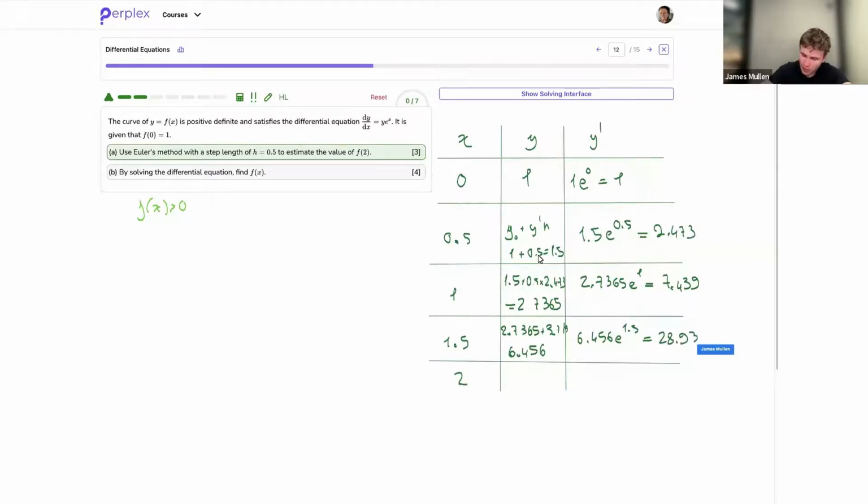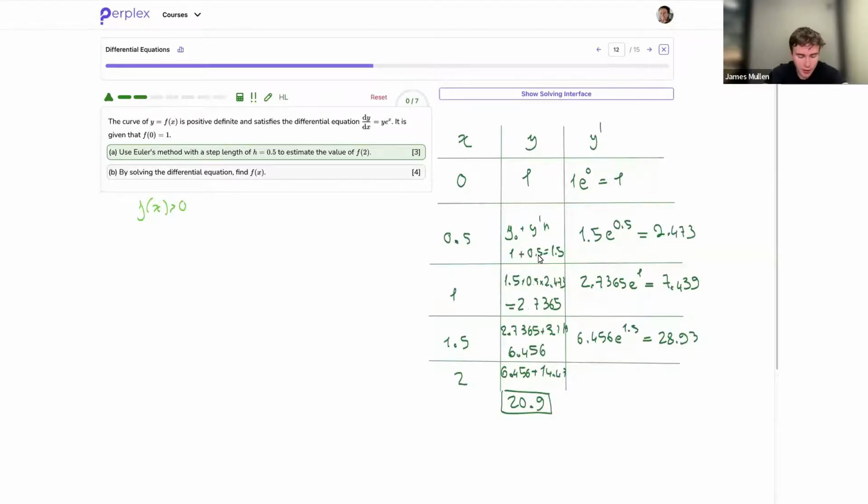And so finally, I'm going to do 6.456 plus 0.5 times what I just had, which is 14.47, plus 6.456, and I get my final value of 20.9 for f of 2 for y. Okay, so it's a very, very boring process. You just have to be careful, make sure you get your numbers right, and use your calculator effectively.